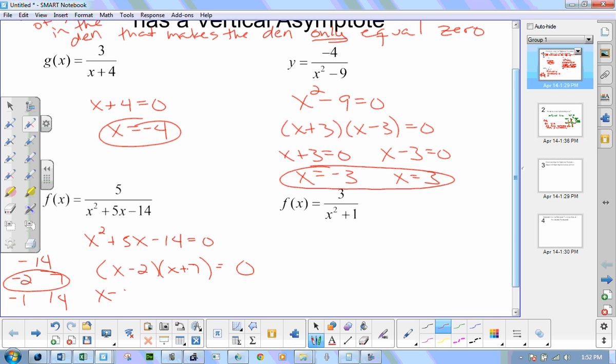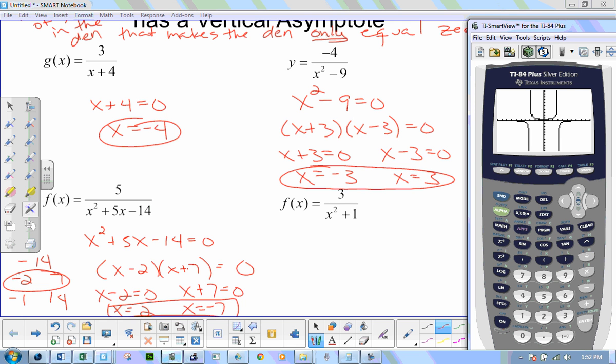Therefore, using the zero product property, I have x minus 2 equals 0 and x plus 7 equals 0, showing that x equals 2 and x equals -7 are in fact the values of the asymptotes. These are two equations of two vertical lines.